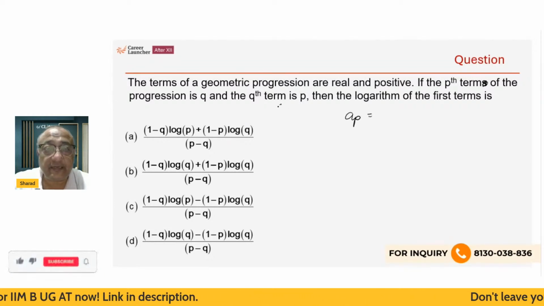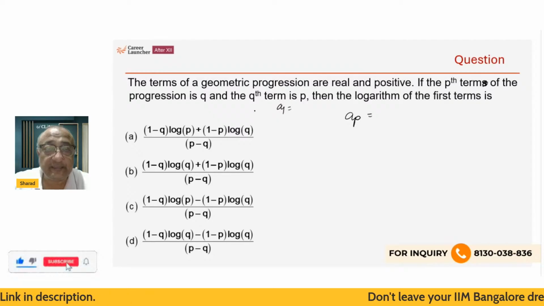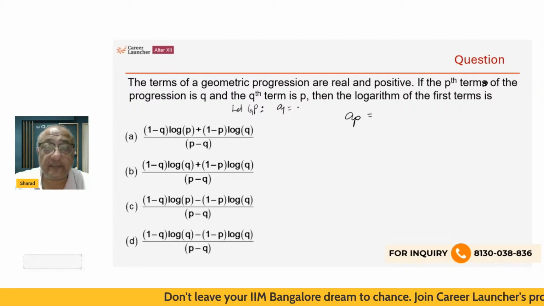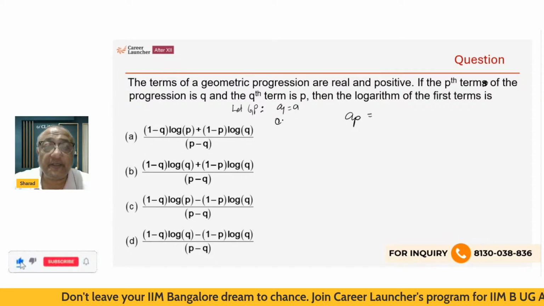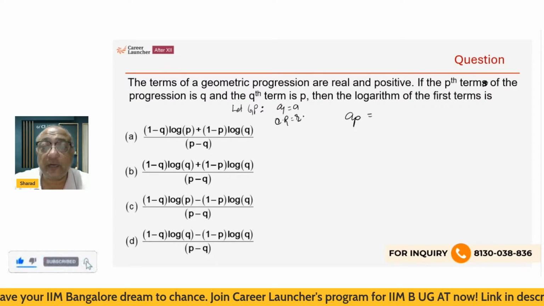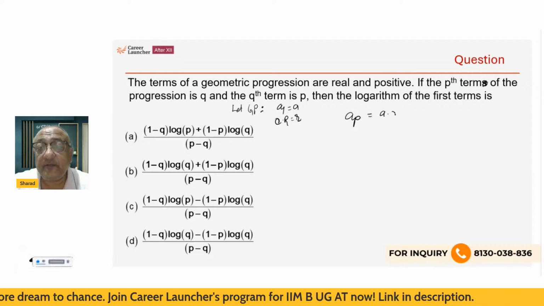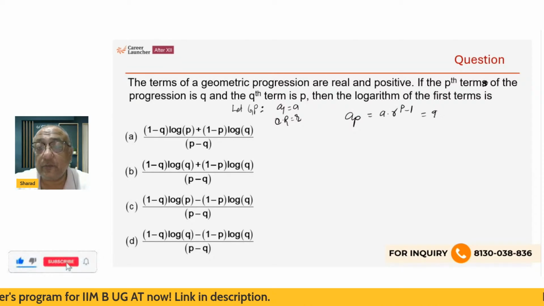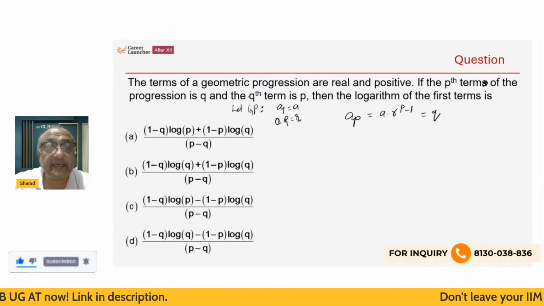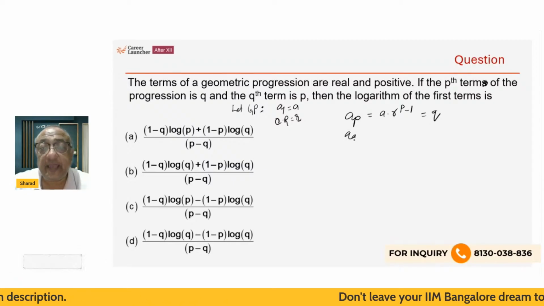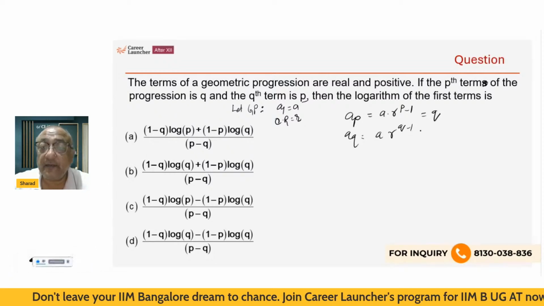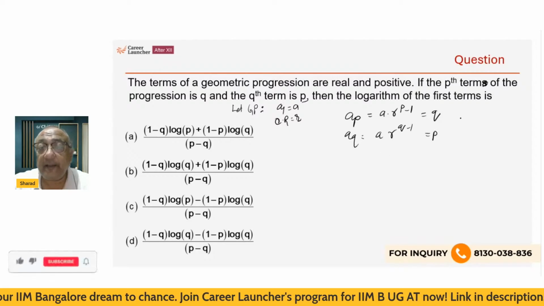Let the first term a1 of the GP be such that the first term is a and the common ratio is equal to r. So the pth term will be a into r raised to the power p minus 1. This is given to us as equal to q. And the second line says the qth term, that is aq, is equal to p. Let's write this also, why are you scared, it's so easy. Now what do we do? It is asking for log.